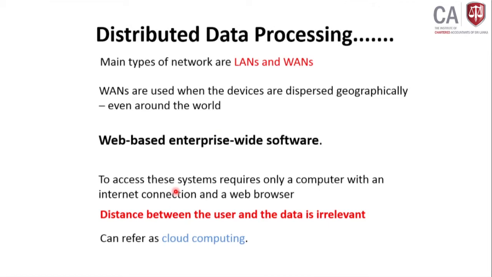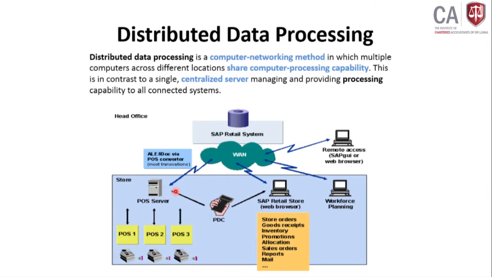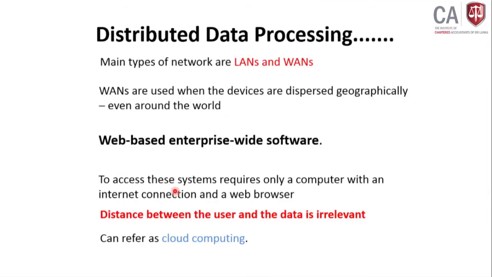Distributed data processing. The main types of networks here are LAN and WAN. LAN is used to connect the office computers, and WAN is used to connect with other networks. WANs are used when the devices are dispersed geographically, even around the world. When it is geographically spread, you have to connect, so you need the WAN. LAN means local area network. WAN is the wide area network.